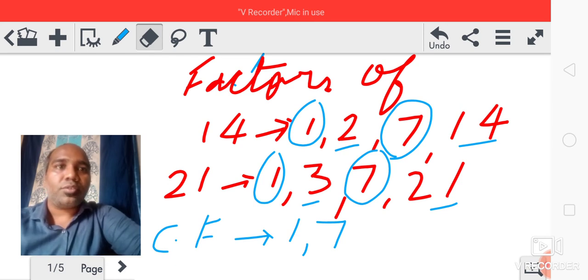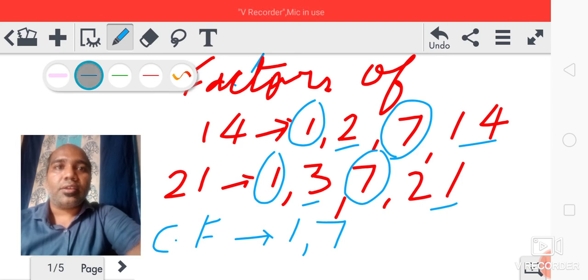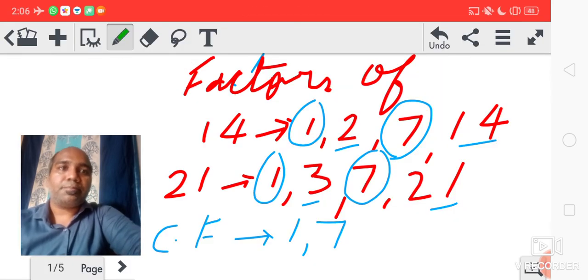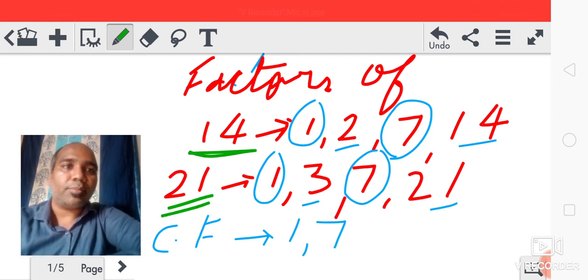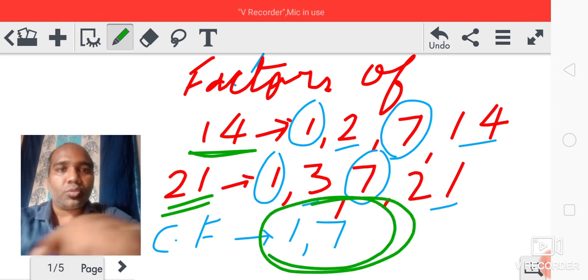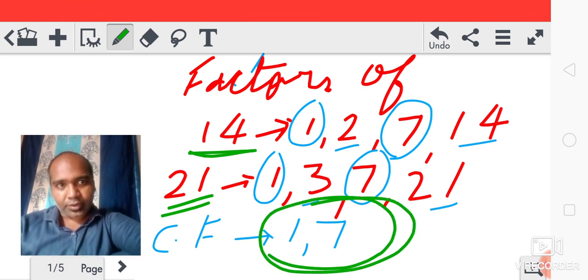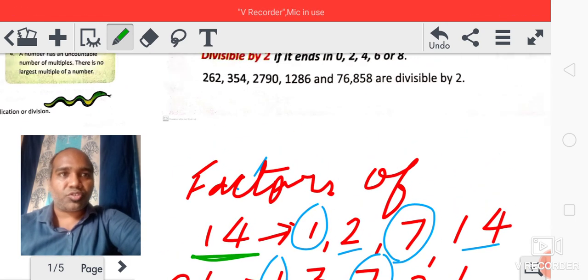Got it? So this is the way. First of all, you'll have to write the factors of both numbers, whichever numbers are given. Then you'll see which numbers are coming in both. Those will be the common factors. Got it? So this way you have to solve your question.